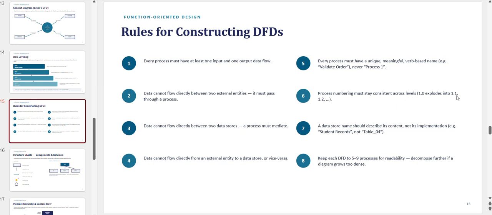1.0 explodes into 1.1 and 1.2 and so on. In the seventh rule, we will see a data store name should describe its content, not its implementation. Example: student record, not table_04. The eighth rule is keep each DFD to 5 to 9 processes for readability; decompose further if a diagram grows too dense.